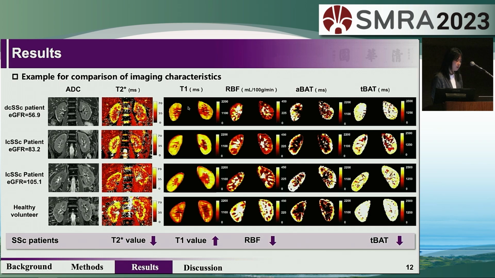And here we give an example for comparison of imaging characteristics between patients and healthy volunteers. We can find that in the upper three lines, the patients were more likely to have significantly lower T2 star value, longer T1 value, and lower RBF and shorter T-BET.